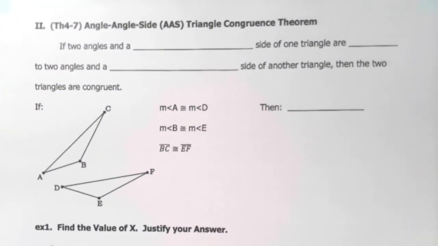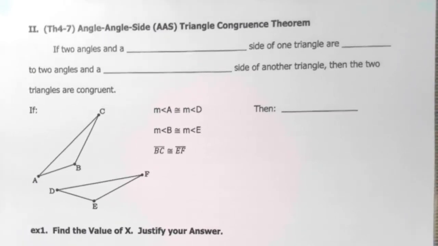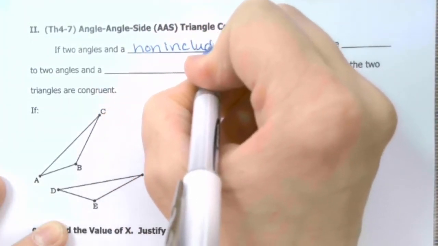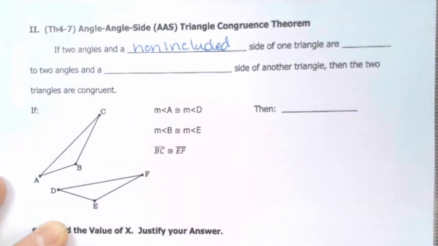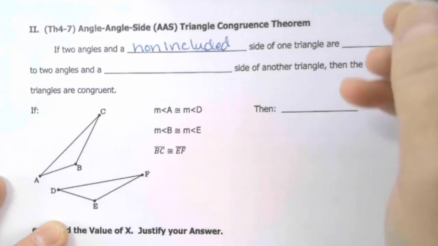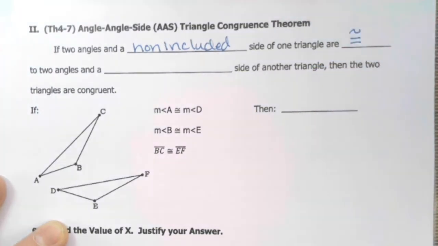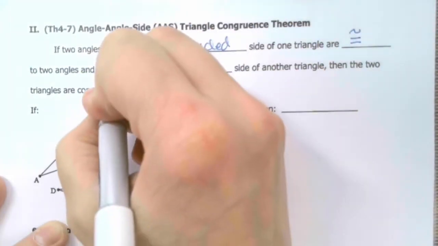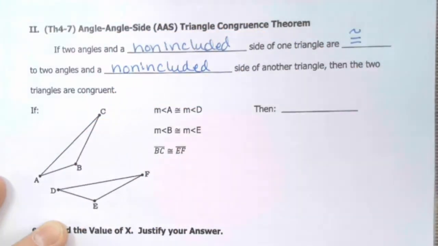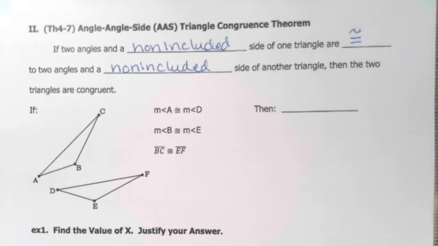All right, here's our new one. Angle, angle, side triangle congruence theorem. It says if two angles and a non-included side, that's a new word, non-included, so not in between them, of one triangle are congruent to two angles and a non-included side of another triangle, then the two triangles are congruent.